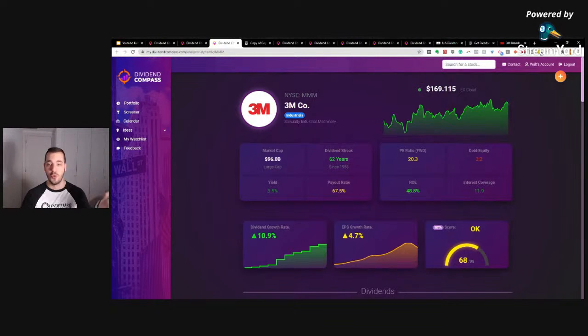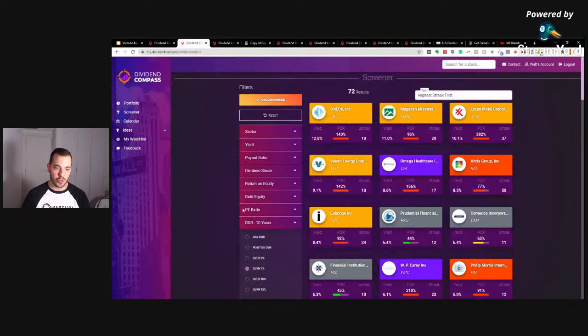3M is through the roof. Okay, almost 50% return on equity. This is not that normal. Okay, in fact, let's go back to the screener.